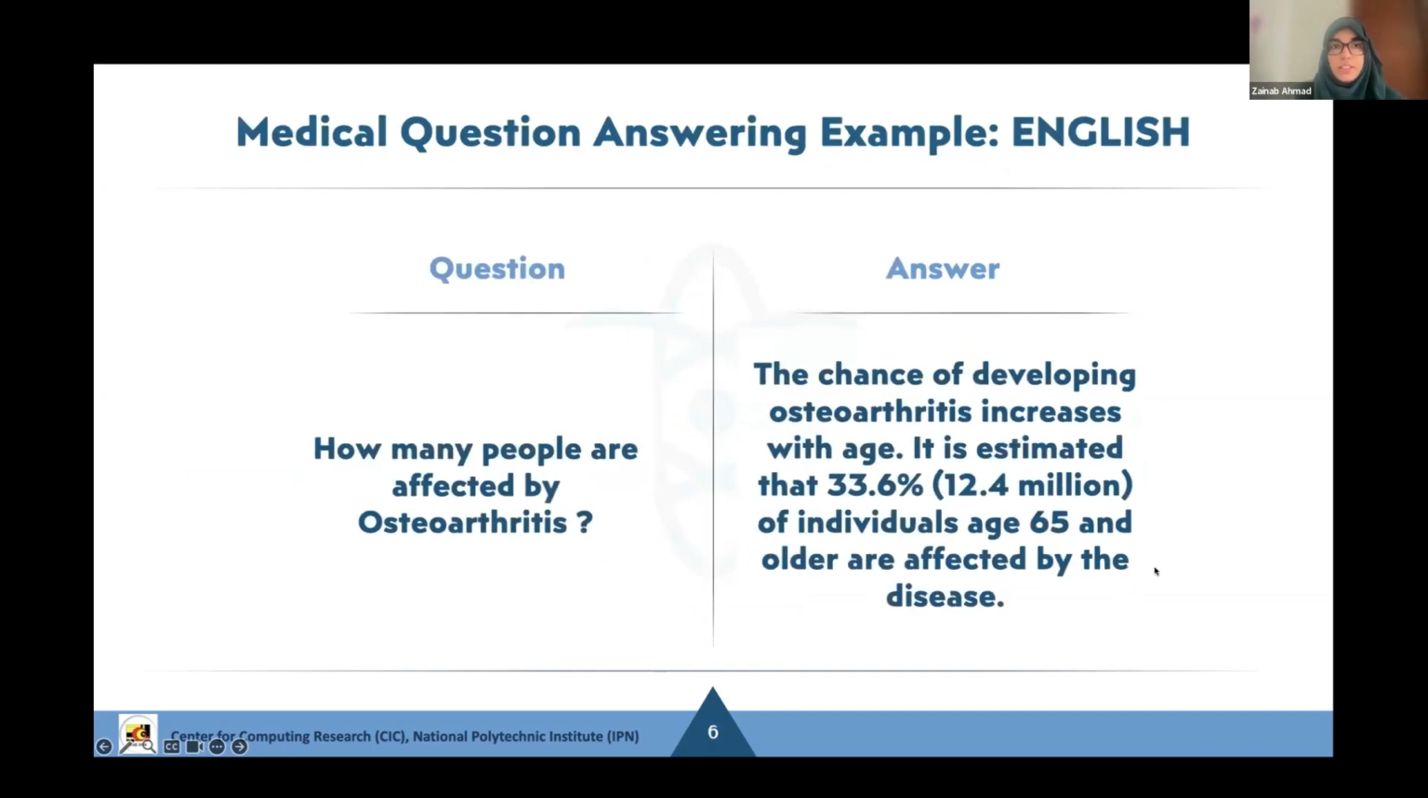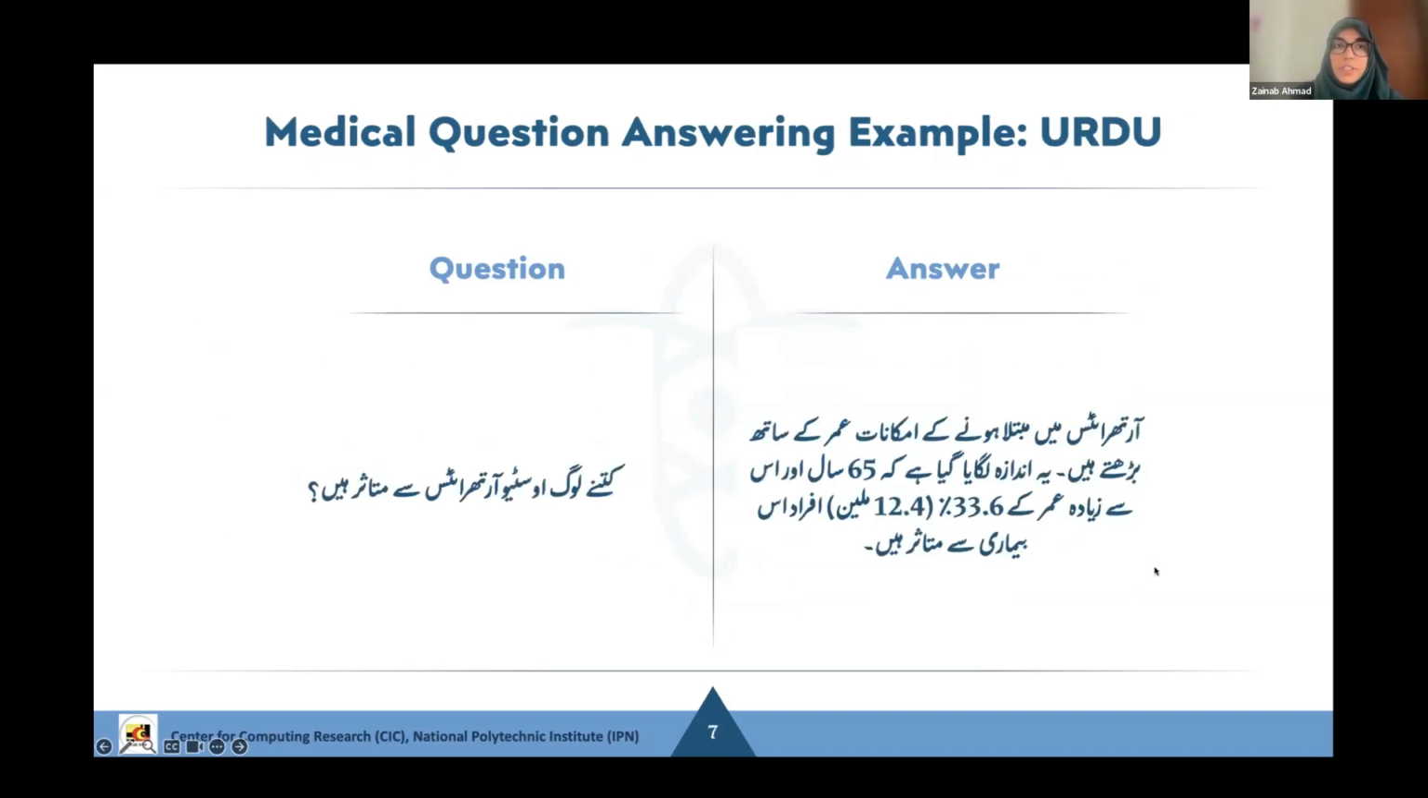So here I have an example of QA system in English language. And the question is, how many people are affected by this specific disease? And we have the corresponding answer, and they have mentioned the stats and all the things. So similarly, we have the same QA example for Urdu language. This QA pair is the exact translation of the previous English one. This is just to show how the QA system for Urdu language looks like.